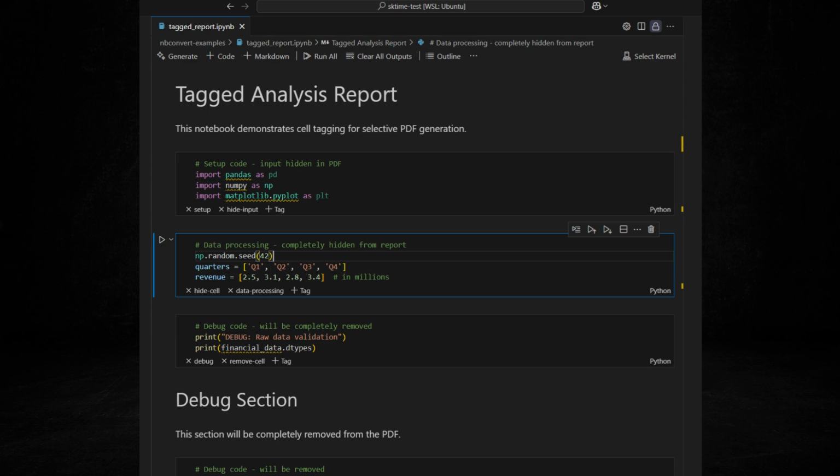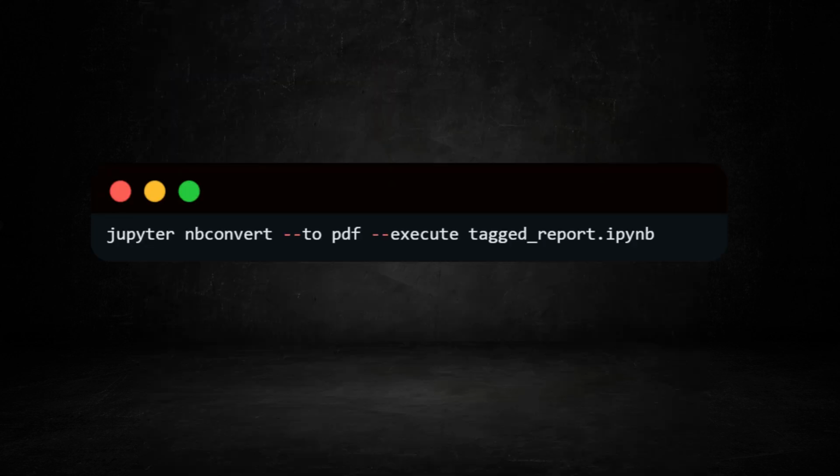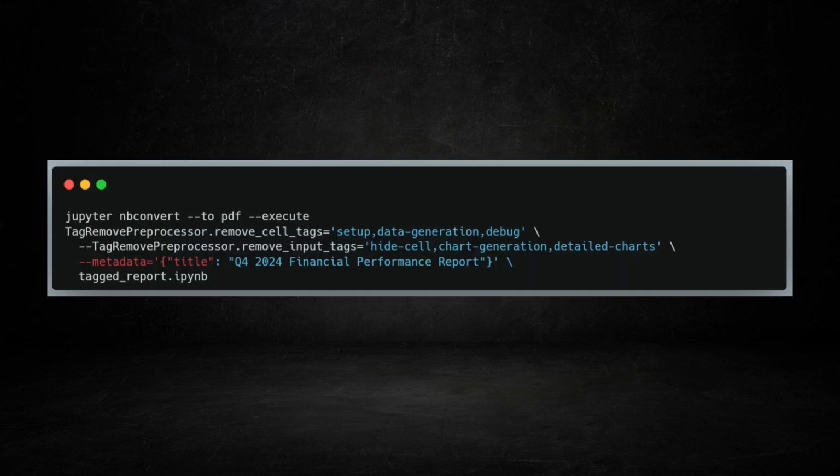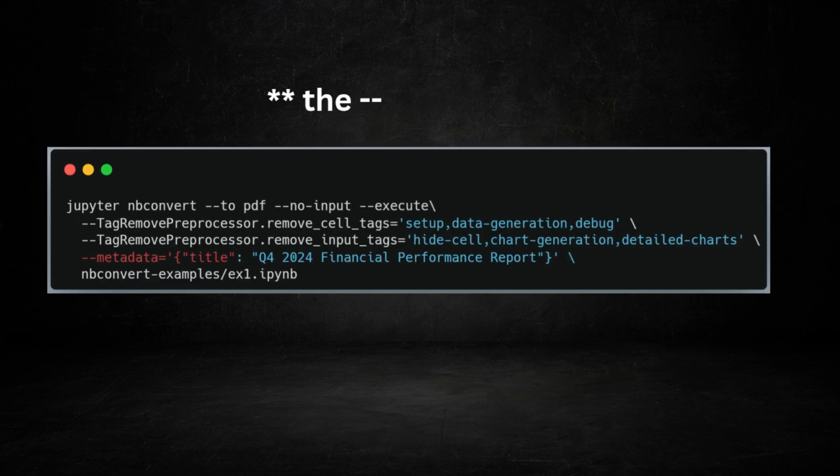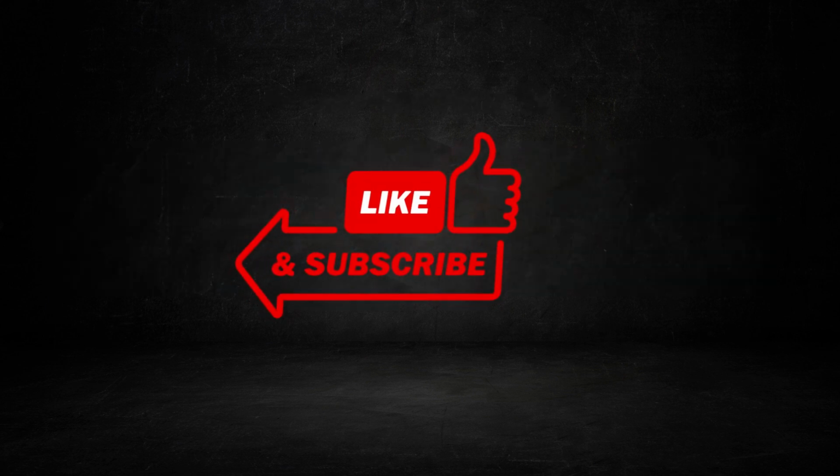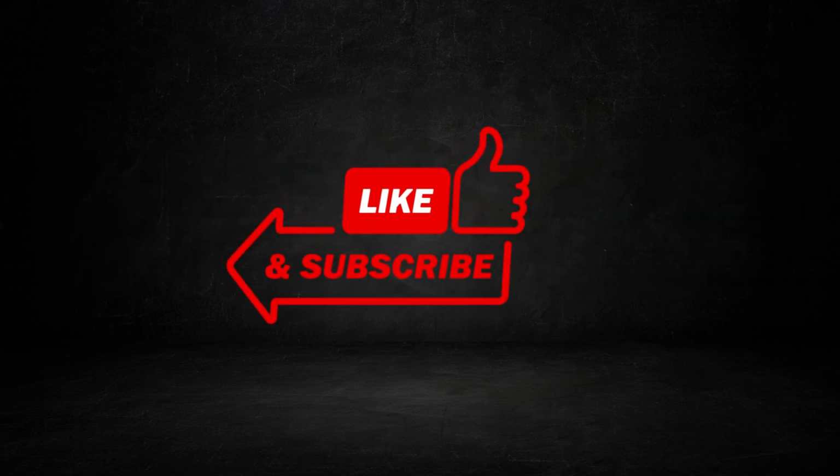For a basic conversion with everything included, you can specify which cells to remove from the report by using the Remove Cell Tags option. For a clean executive summary hiding all the code inputs, you can use the Remove Input Tags option. So there you have it, 3 powerful ways to convert Jupyter notebooks to PDF.